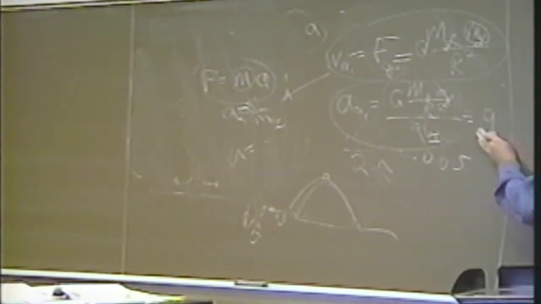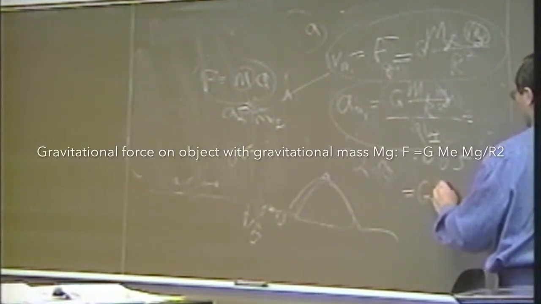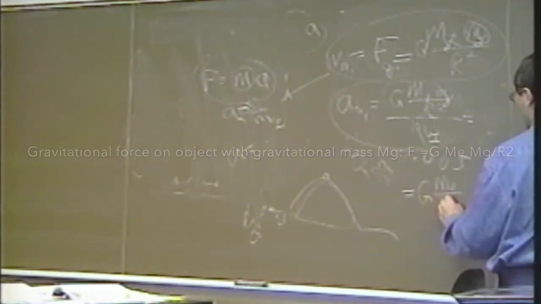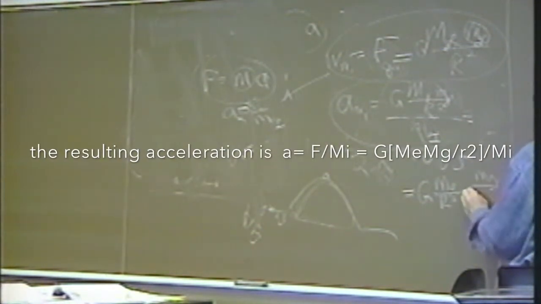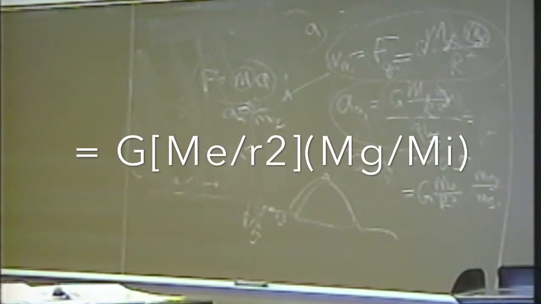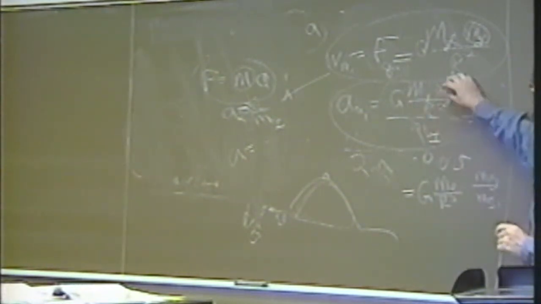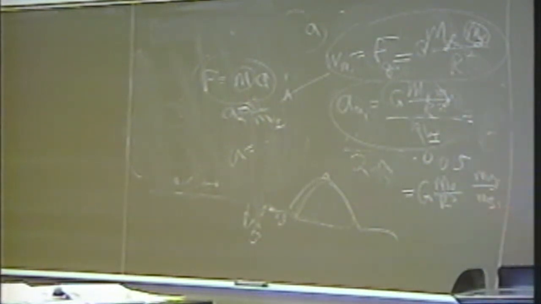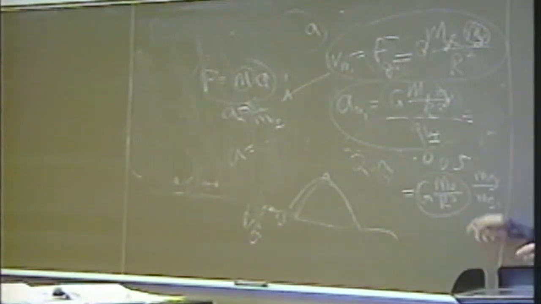So what should we get over here? Equals what? G, mass of the Earth, over r squared, times mass gravitational of 1, mass inertial of object 1. Do you all see that? We did this last time. All right? G me over r squared times mg over mi. Now this, for every object, will be the same. The mass of the Earth remains constant. The distance from the center of the Earth is constant.